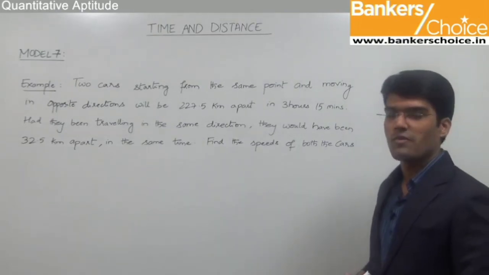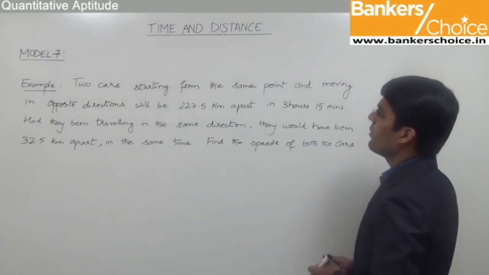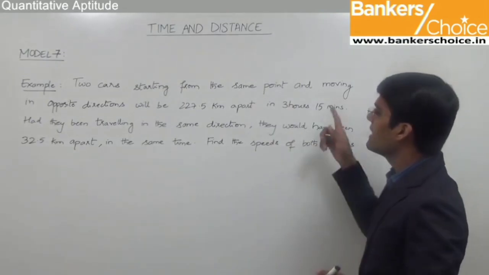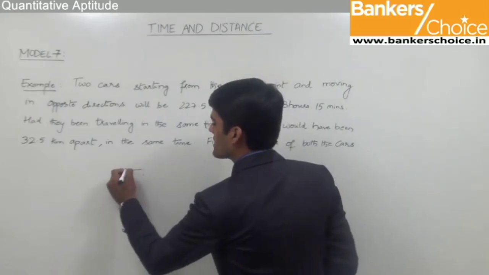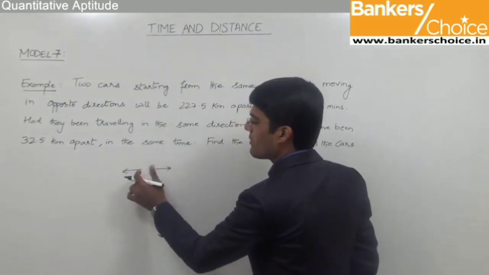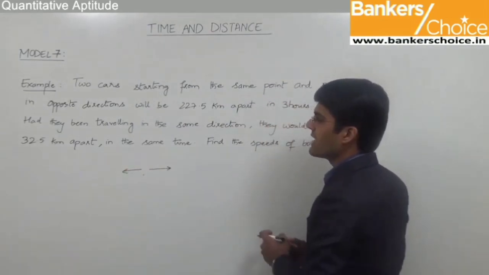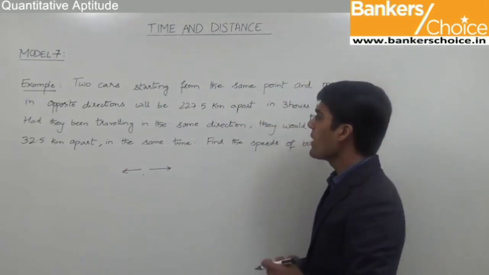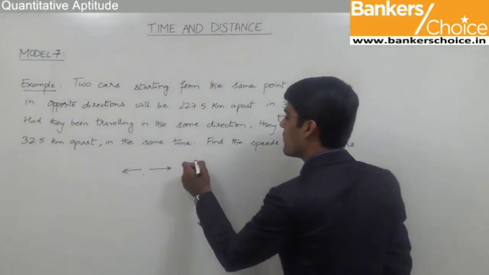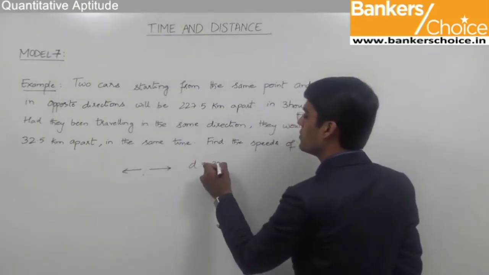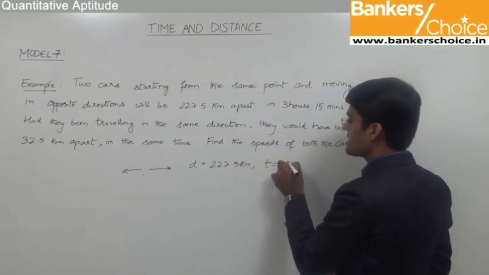So here we are supposed to find out the speed of both the cars. Now as given in the question, they have started from the same point and were moving in the opposite directions. So very clearly, suppose two cars start from the same point and move in opposite directions, let us assume this is the starting point, and when the cars move in opposite directions, they will be 227.5 kilometers apart in 3 hours 15 minutes. So the distance covered by both the cars together is 227.5 kilometers in a time of 3 hours and 15 minutes.